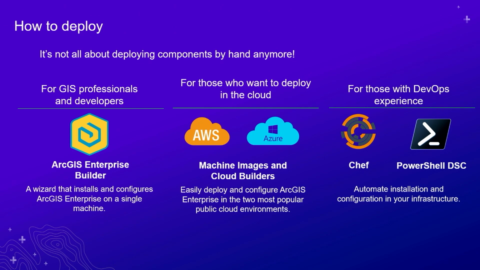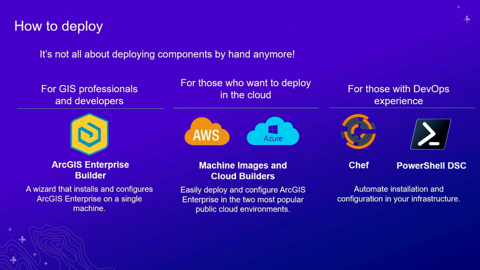So why do I say don't use the ArcGIS Enterprise Builder in AWS and Azure? Well, that's really because we have even better tooling designed specifically for those two environments. If you're deploying in the cloud, we provide two different but related pieces. One is we provide pre-built machine images. So in the AWS Marketplace, you will find a machine image for Windows and a machine image for Linux that already has all of the ArcGIS Enterprise components installed.